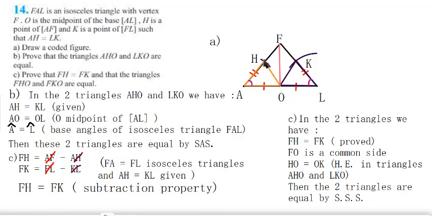Can I say HO and OK are equal? We already proved in part B that these two triangles, the yellow one and the purple one, are equal. Then HO and OK are equal from the homologous elements. They are equal corresponding elements of these two identical triangles. So HO is equal to OK from the homologous elements of these two triangles. Then these two triangles, which are FHO and FKO, are equal by side, side, side.